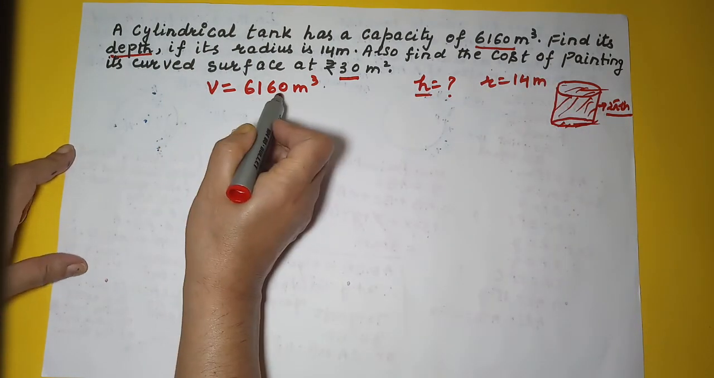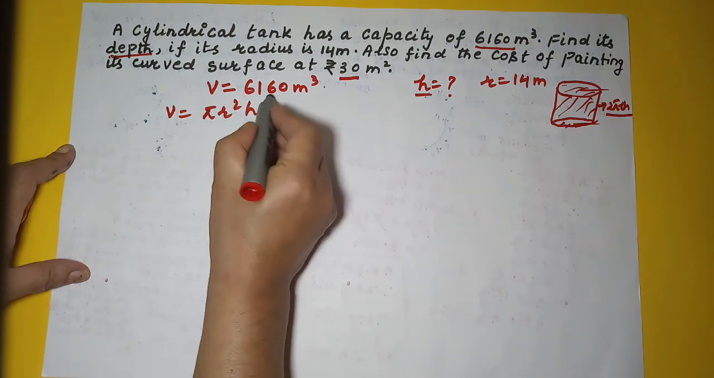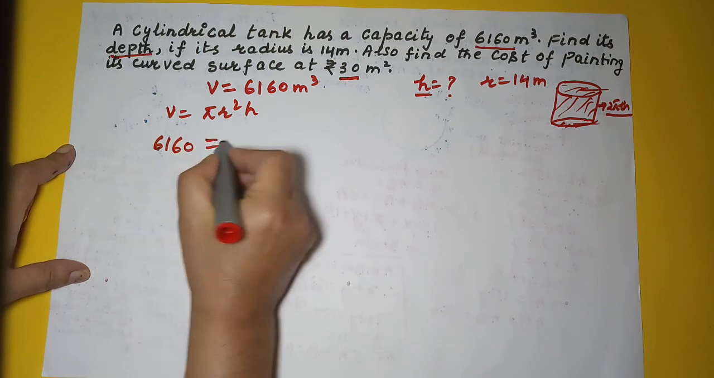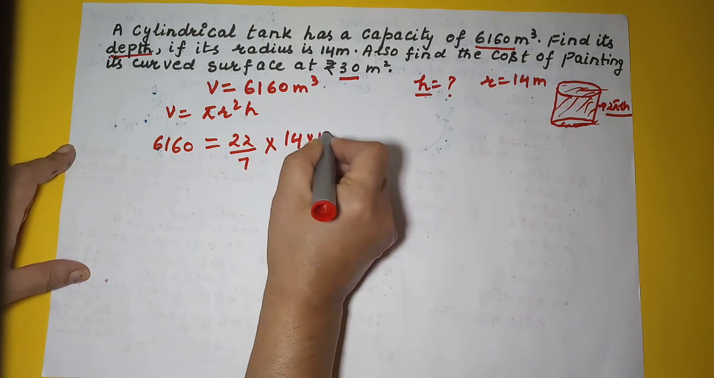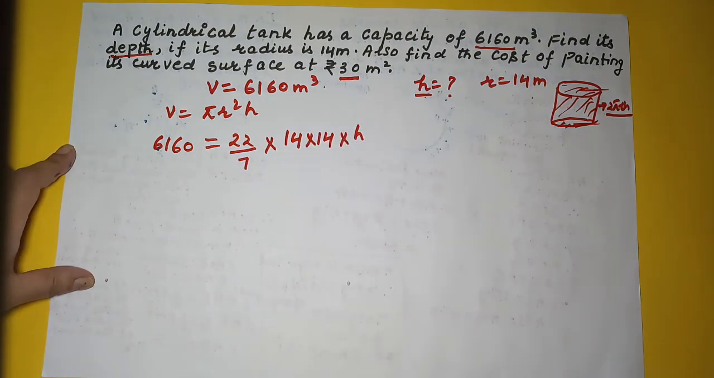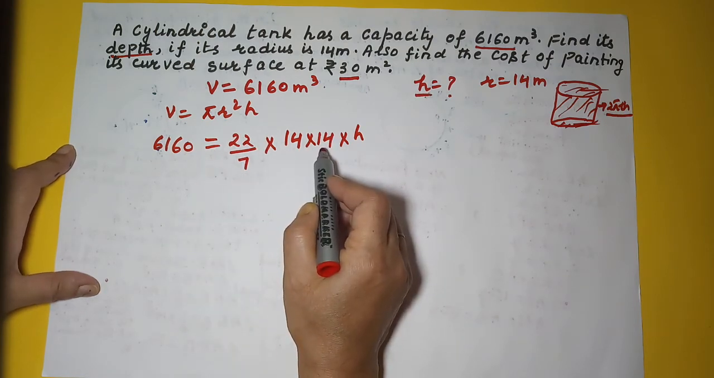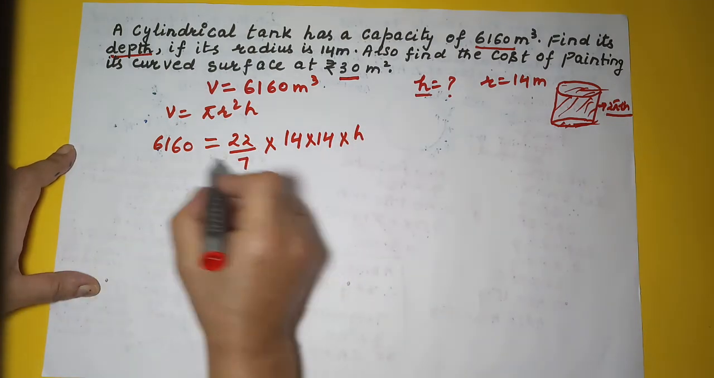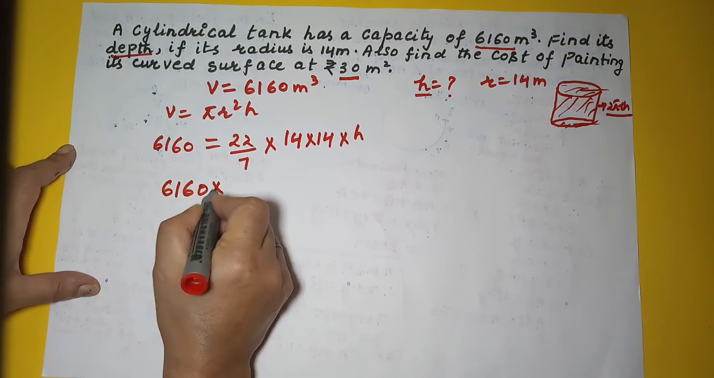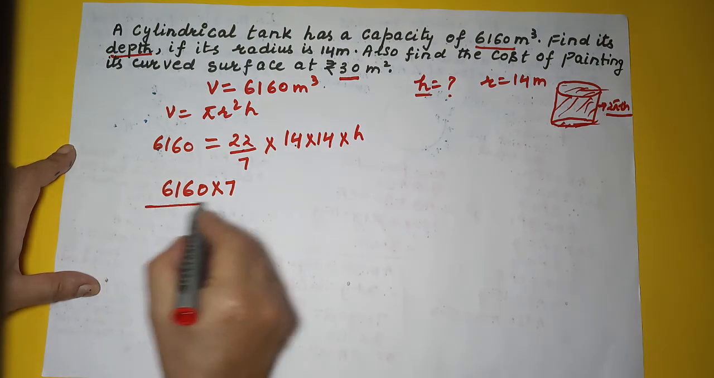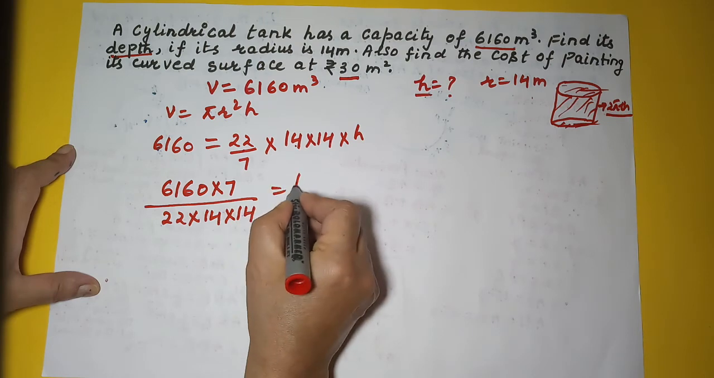Now volume is given. So we know that volume is equal to pi r square H, right? So I have 6160 is equal to 22 by 7 into r is 14 into 14 into H, which I have to calculate. Do not multiply directly at the first instant. Till the end you should not multiply, because something will get simplified. You have to simplify it first. So let's cross multiply. I'll get 6160 into 7 and these 3 will come down, 22 into 14 into 14, and that's my H, right?